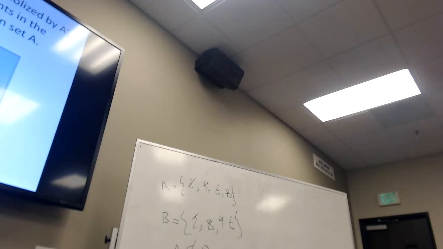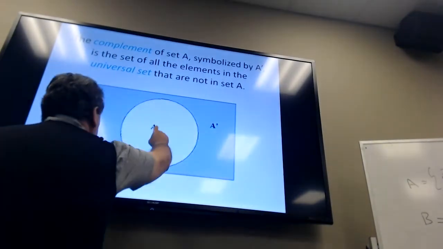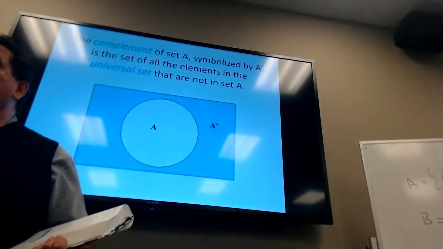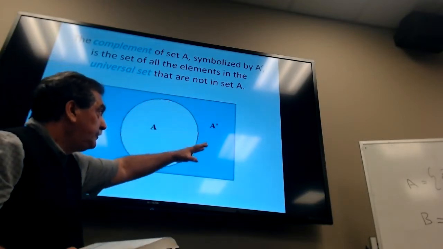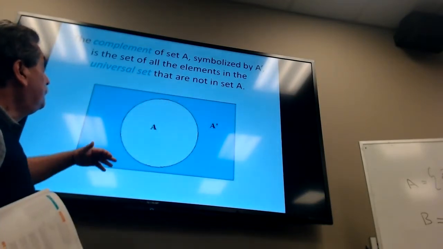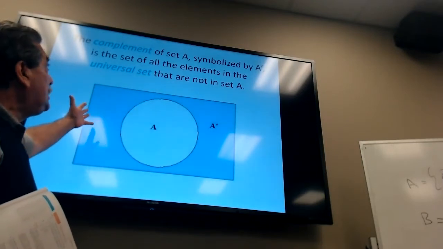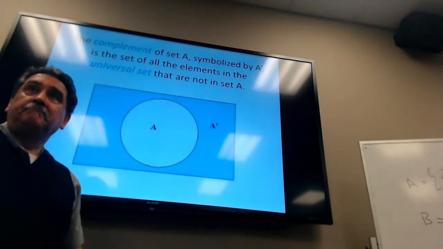Look at this diagram on your PowerPoint. We are talking about the complement and the universal set. What time is it? 7:41. The complement of a set is symbolized by A prime. You have this circle, which is A. So you have the complement of set A. What is the complement? It is A prime. It completes it. It is the set of all the elements in the universal set that are not in A.